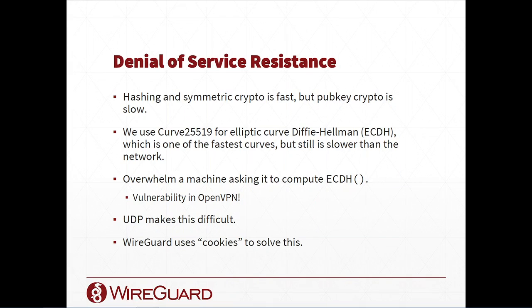There's denial of service resistance, especially important in a one round-trip handshake. Hashing and symmetric crypto is really fast, but pubkey crypto is slow, and even Curve25519, which is really fast, holds all these speed records, it's still slower than what an ordinary network can do. And so you can overwhelm a machine by asking it to do Diffie-Hellman operations. OpenVPN and a lot of OpenSSL versions, this is still an active denial of service attack. And UDP makes this especially difficult because we don't have immediate IP address attribution. You can spoof packets. So WireGuard uses cookies to solve this. So we'll go through a small history of the cookie idea.